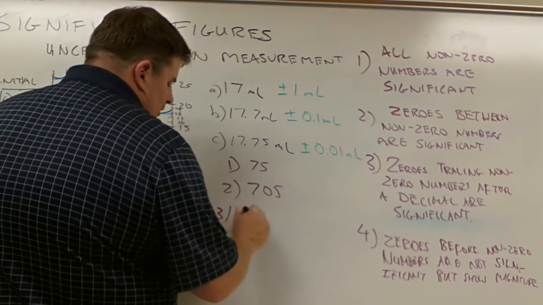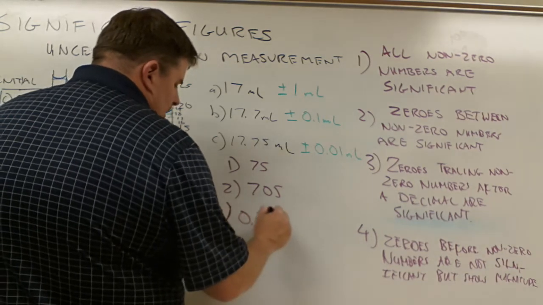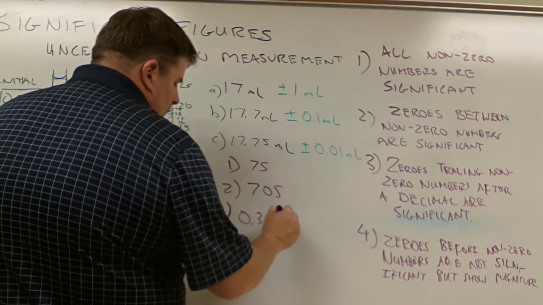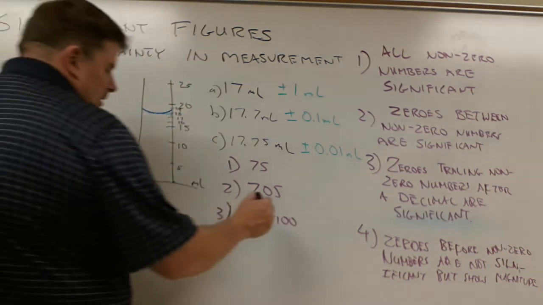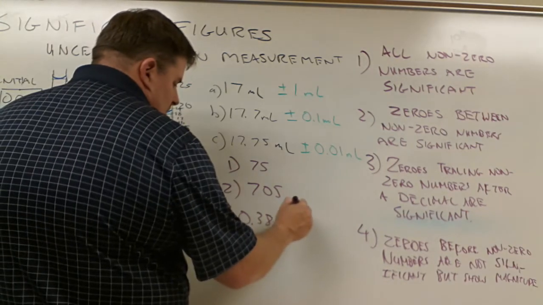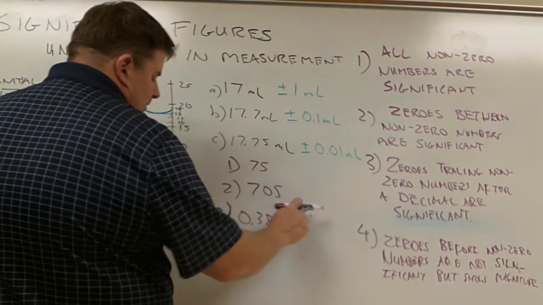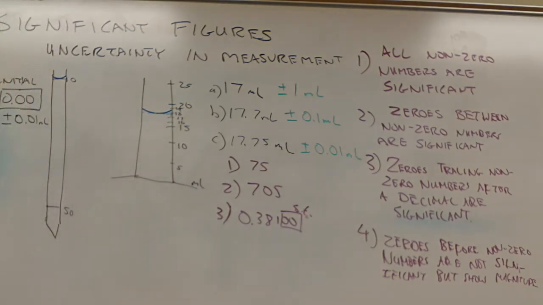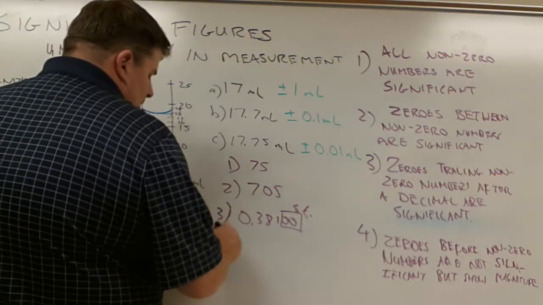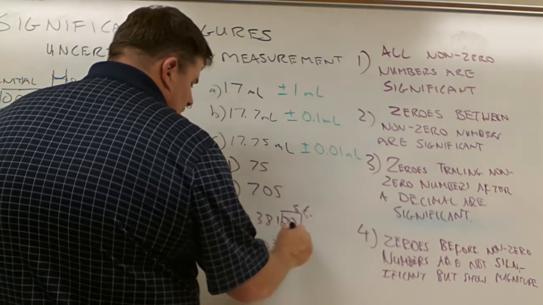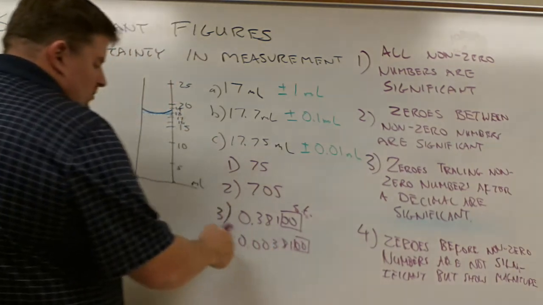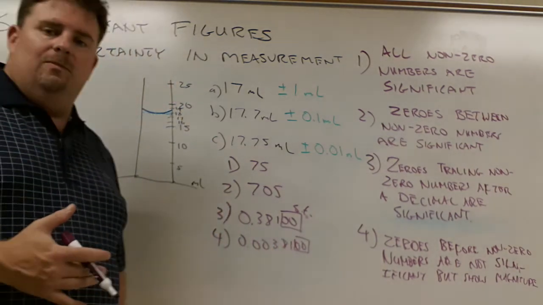So if I have 0.3810, the significant zeros are going to be these ones. So both of those are going to be significant figures. Okay? And zeros before non-zero numbers are not significant, but they do show some magnitude. So if I make this number even smaller, these two are significant. These 3 zeros are not significant, but they show us some magnitude.